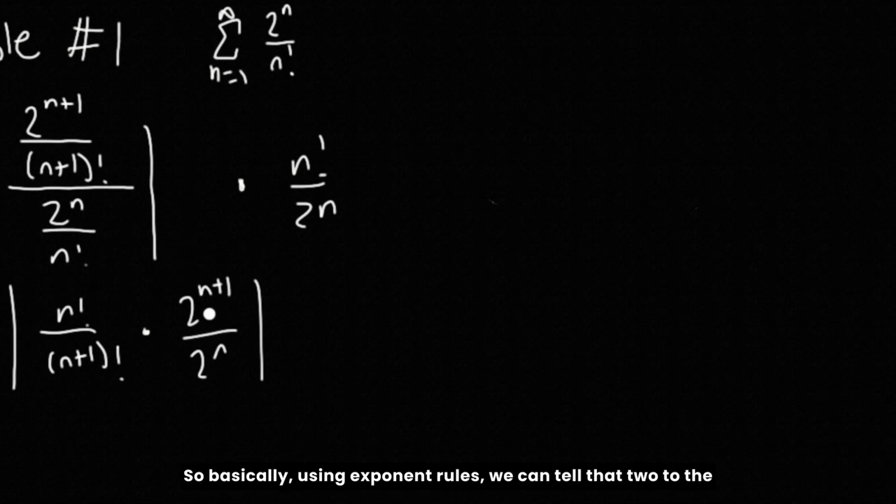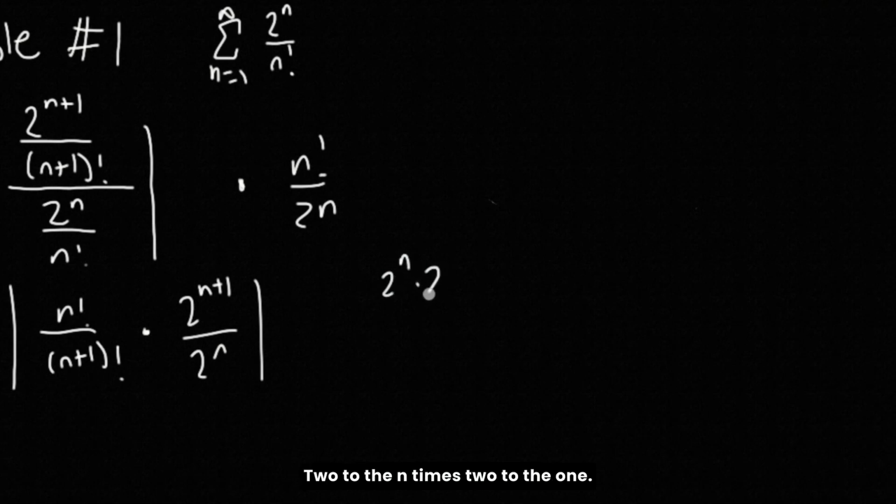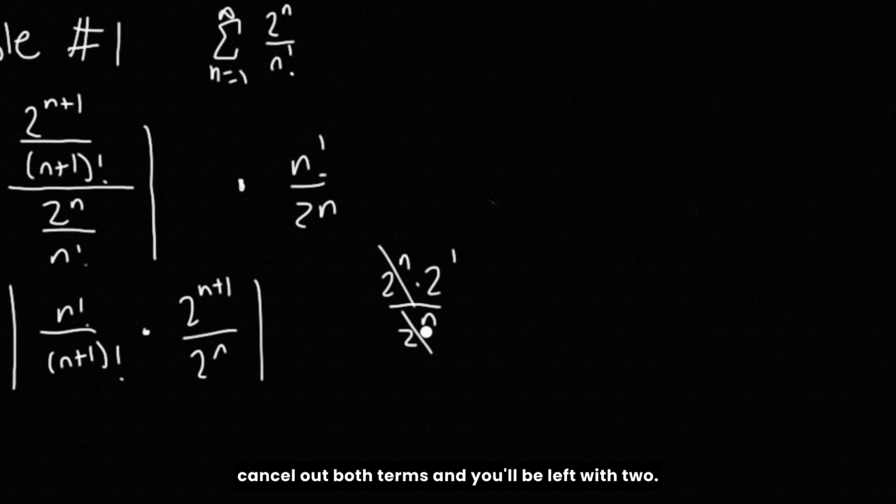Using exponent rules, we can tell that 2 to the n plus 1 is 2 to the n times 2 to the 1. That's why you get 2 to the n plus 1. So if you divide that over 2 to the n, you'll cancel out both terms and you'll be left with 2.